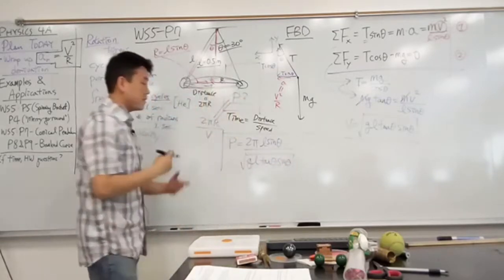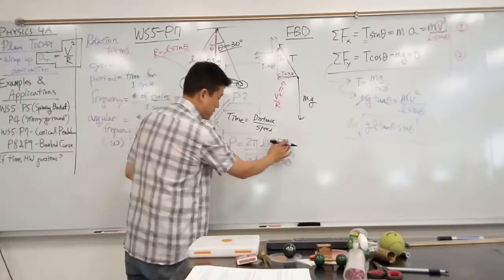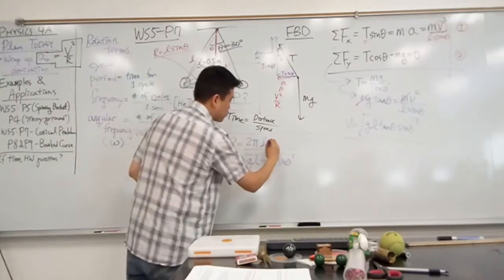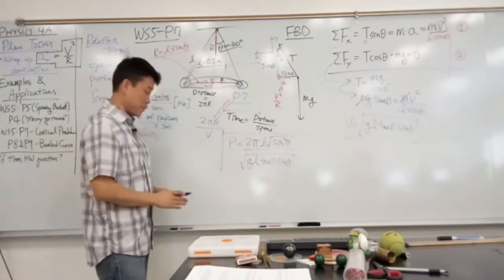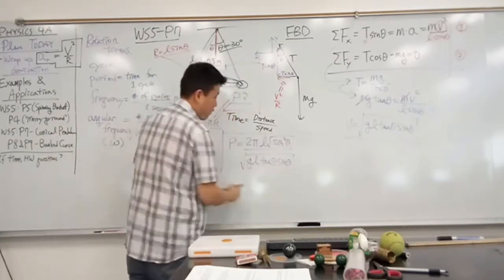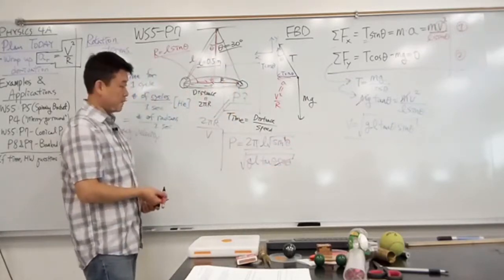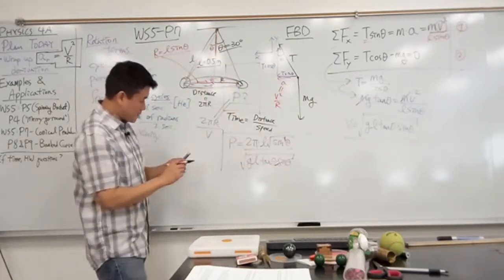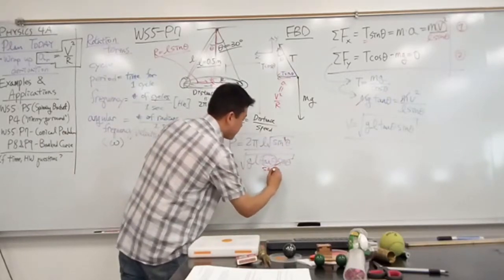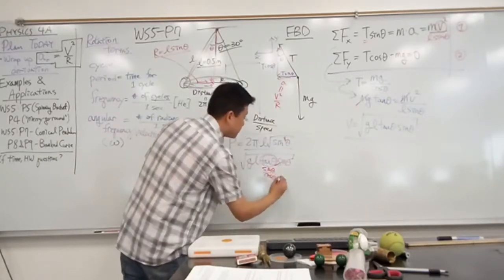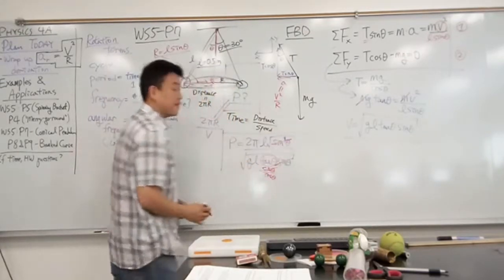Let me simplify this a little bit before we start plugging in numbers. I'm going to look at the sine theta as a square root of sine squared theta so that I can cancel out one factor of sine theta from here. I think I can actually cancel out more. This tangent theta here is sine theta over cosine theta, so I can cancel this sine theta with the remaining sine theta.